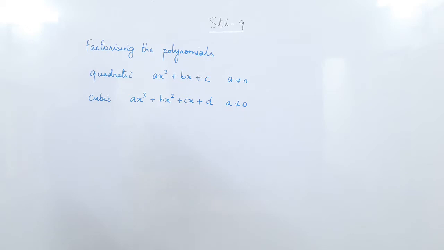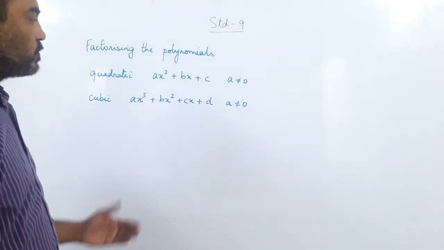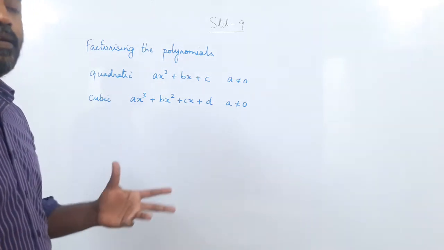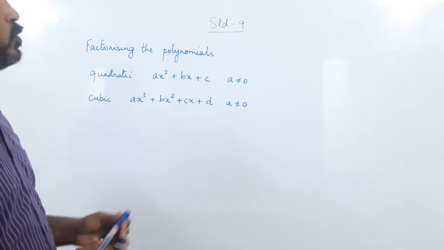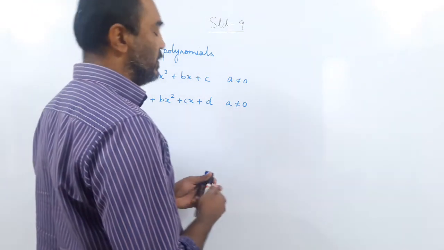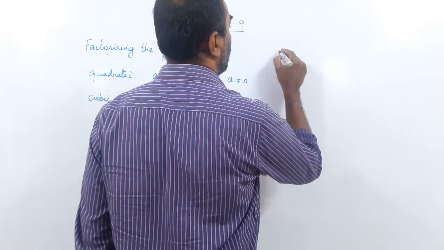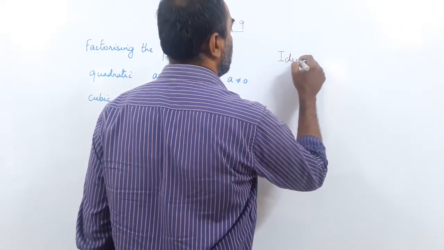Now this is for any polynomial, but to make our work easier, we will now do certain identities. What are we going to do? Algebraic identities. Now you have done a few of them last year, right?